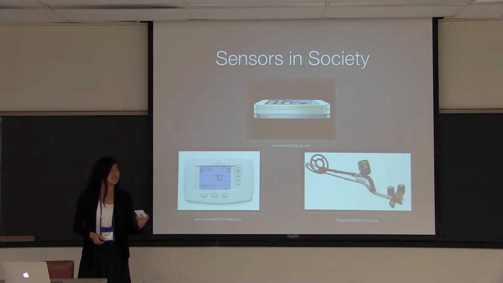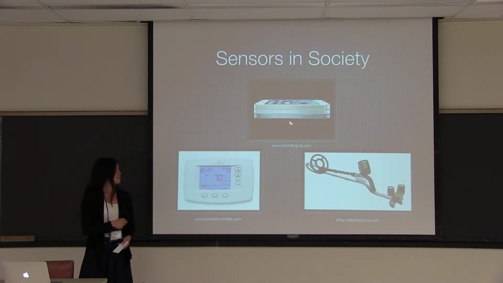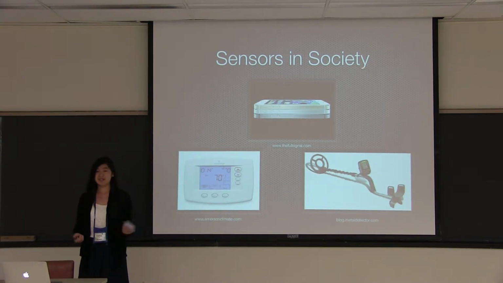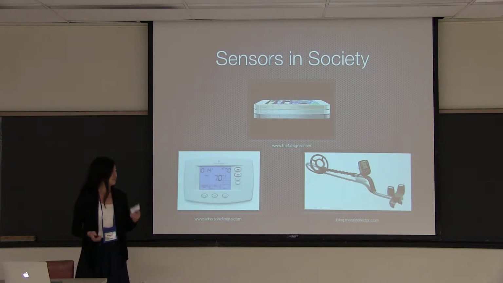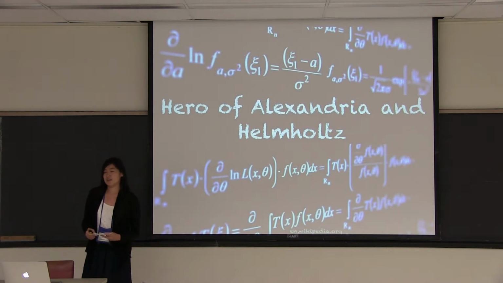So as you can see, sensors are everywhere in society. You can find accelerometers and magnetometers in a phone. It helps you determine where you are and how it's moving. You can also find a magnetometer in a metal detector, and a thermocouple in a thermostat.